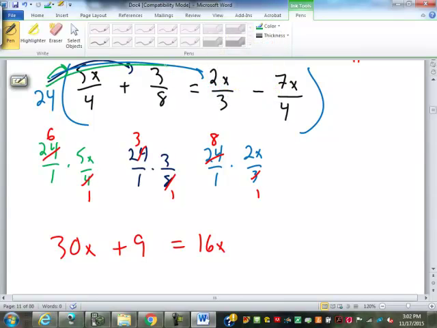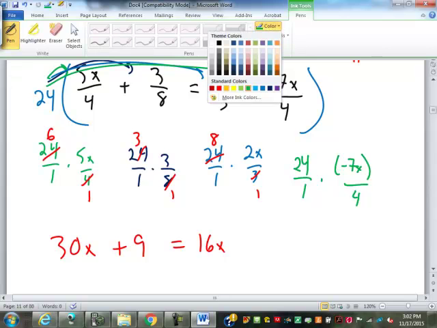And then 24 times the negative 7x over 4. Now we have to be careful with that negative. 24 over 1 times, we can put the negative with the top or the bottom. I'm going to put it with the top, negative 7x over 4. I can put the negative with the top of the fraction or the bottom of the fraction, but not both, because negative times negative will be a positive, or negative divided by negative will be a positive.